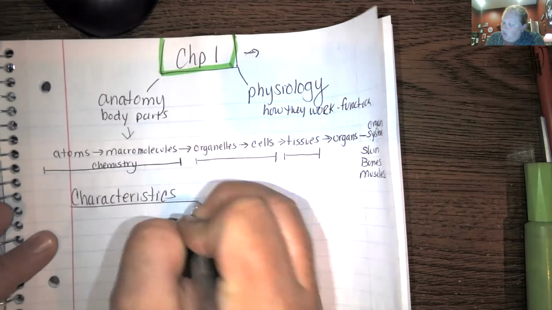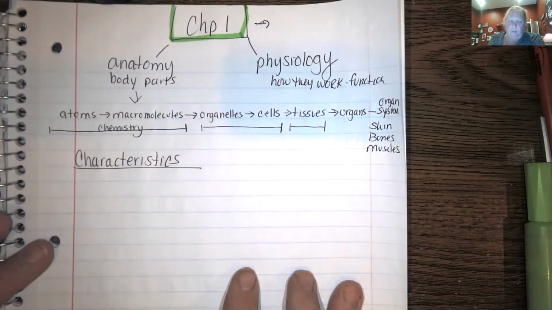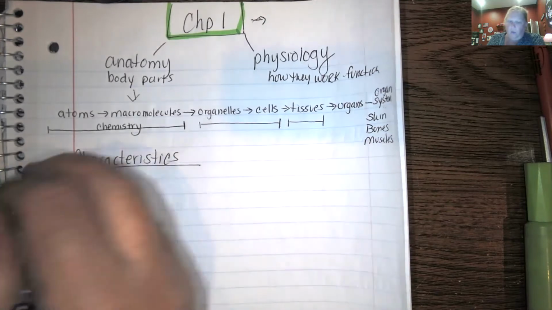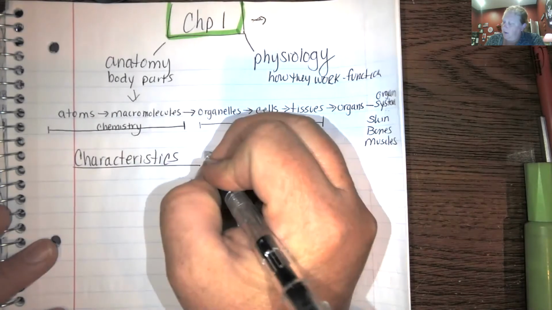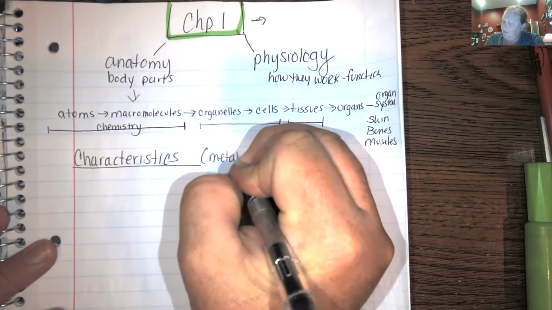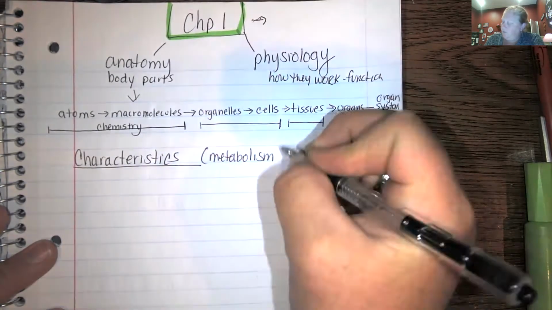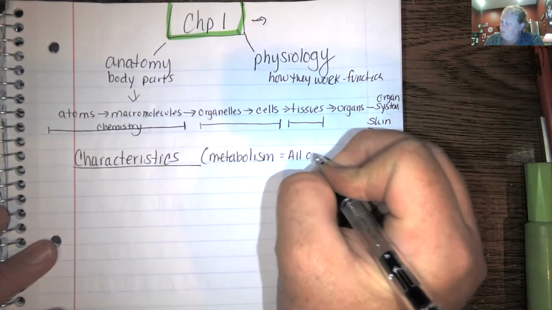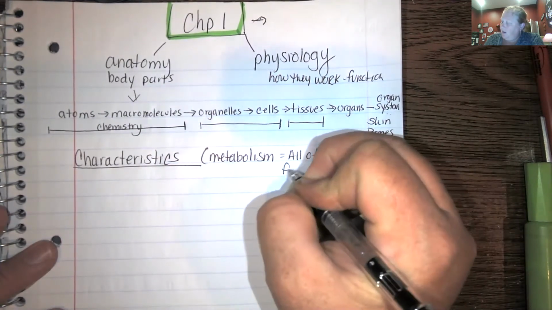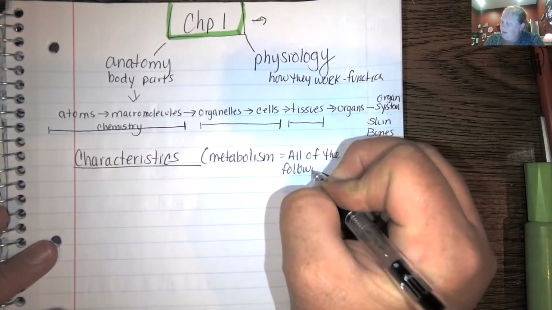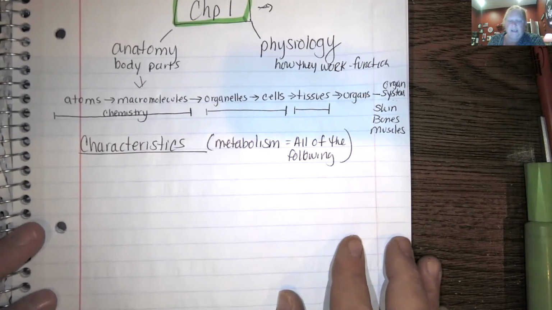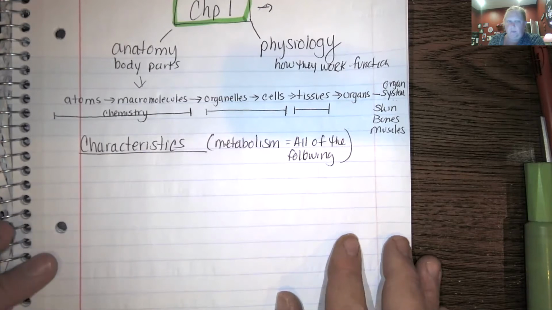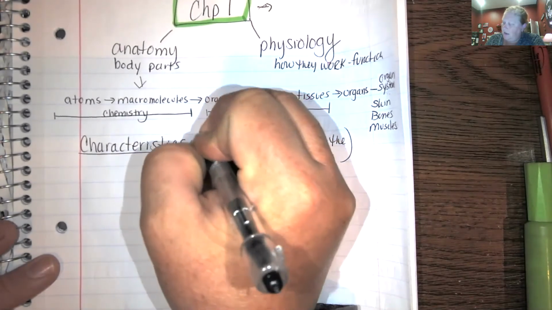Living things do these items. And we can sum them all up with the word metabolism. Have you heard that? Like someone has great metabolism. Well, that's really talking about breaking things down, the efficiency of all of these different characteristics. Okay, so characteristics of life.